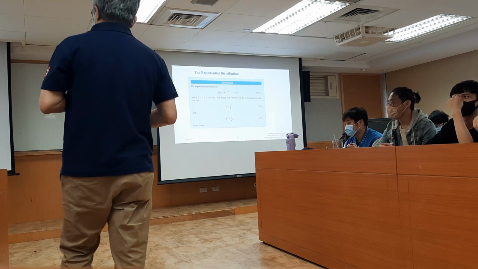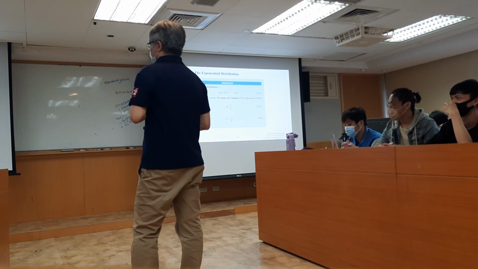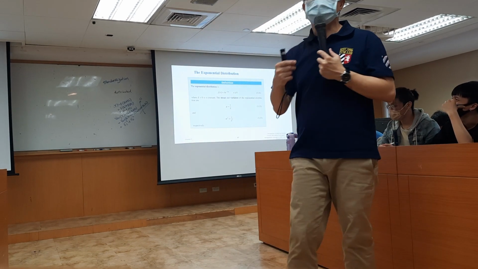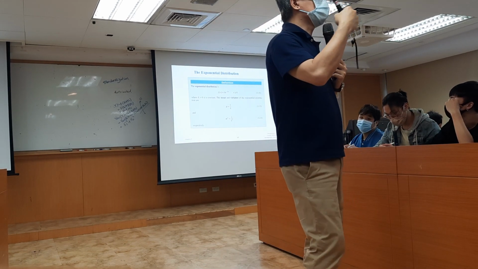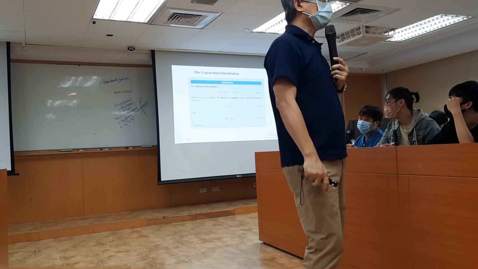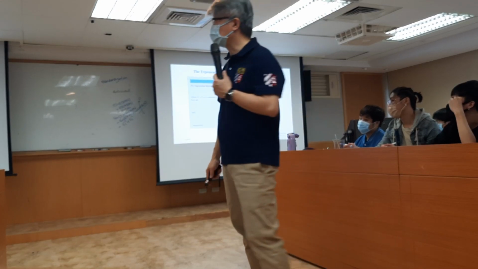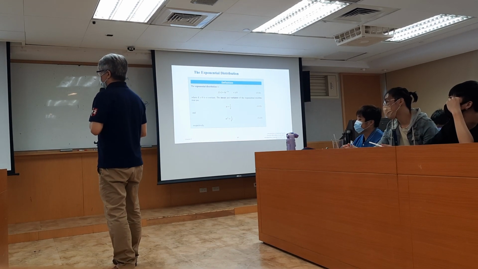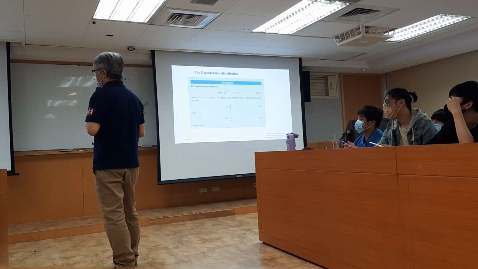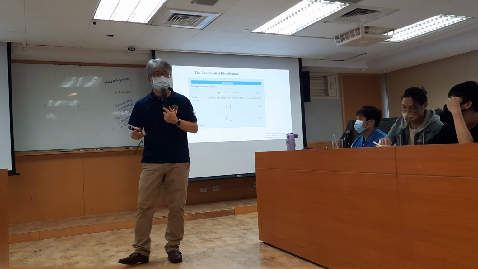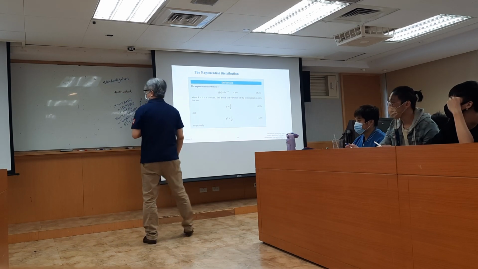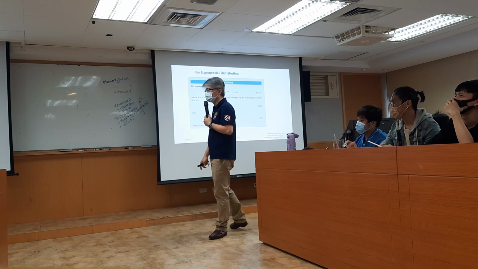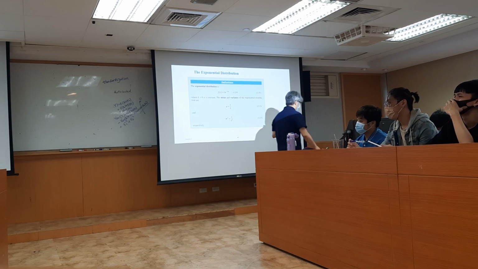It has only one parameter, lambda. It's a constant, and the mean of the exponential is the reciprocal of lambda, 1 over lambda. The variance, sigma squared, is equal to 1 over lambda squared. So for the exponential, the mean and the standard deviation are equal to each other.